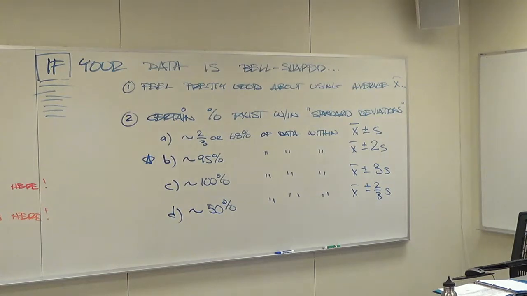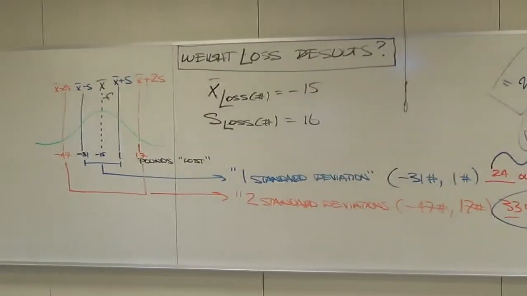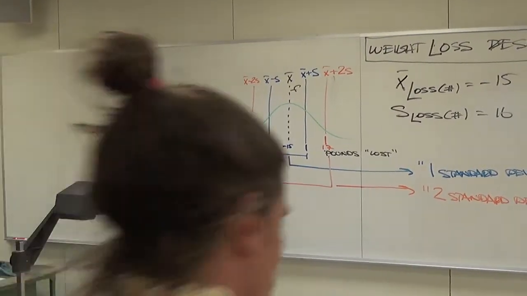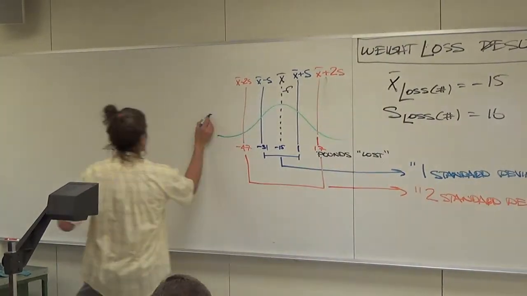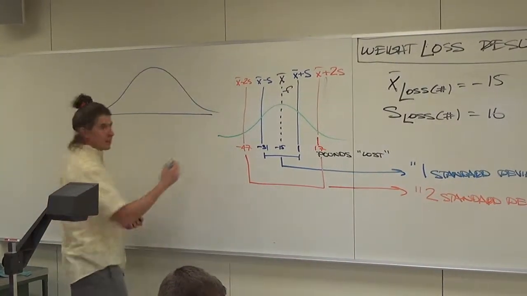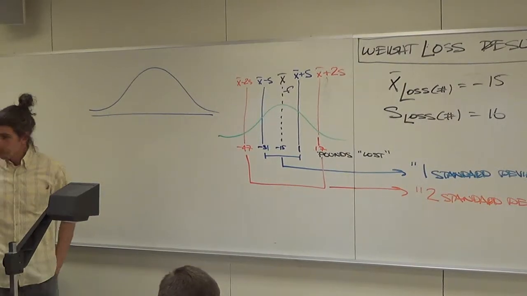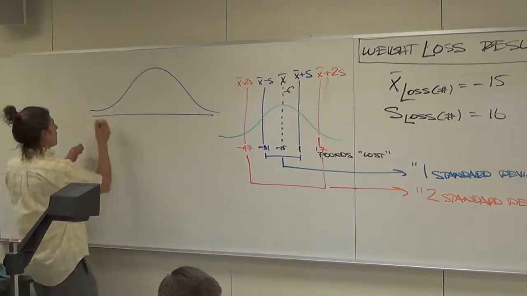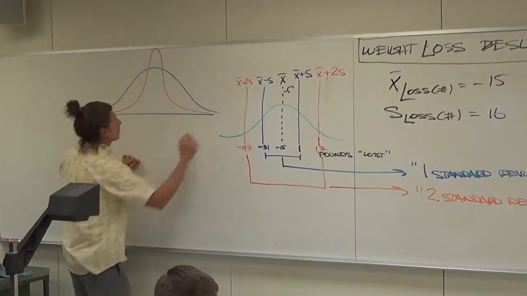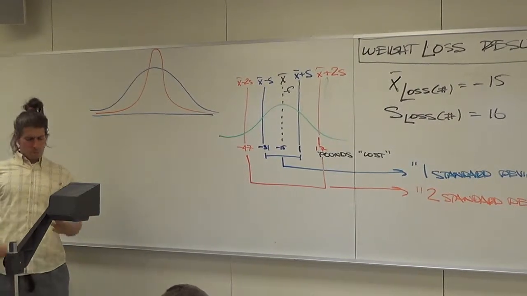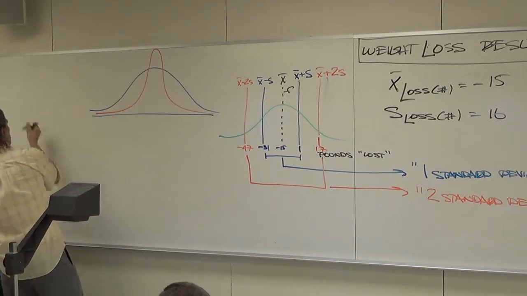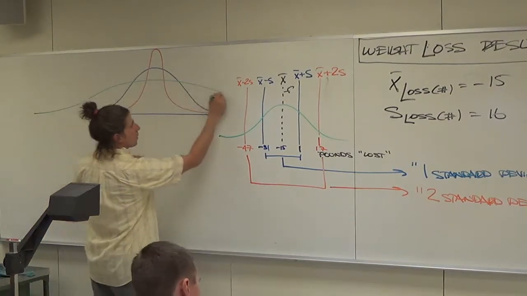And bell curves can change. They can be taller and skinnier. They can be shorter and fatter. Let's come over here. So here's a bell curve. Ish. Here's one too. Right? And then here's another one. Here's another one.